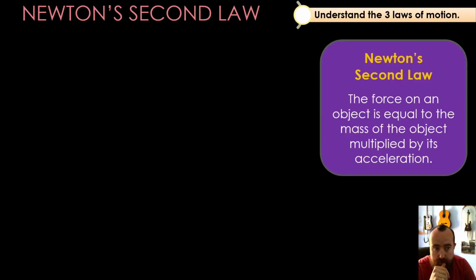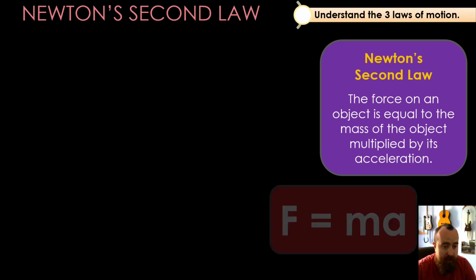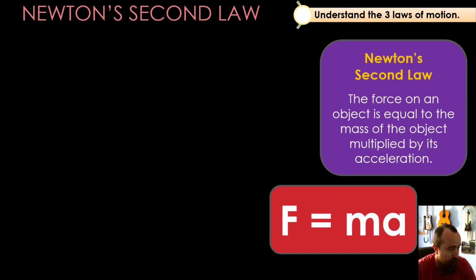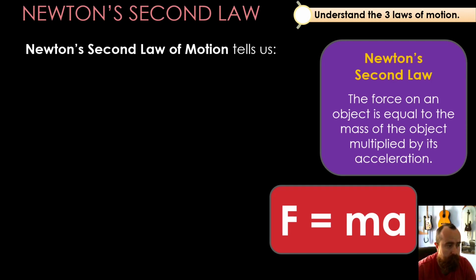Have a look at the second law then. So Newton's second law is the force on an object is equal to the mass of the object multiplied by its acceleration. And this is exemplified by the equation F equals ma. Force equals mass times acceleration. Three things that I want to look at with Newton's second law.